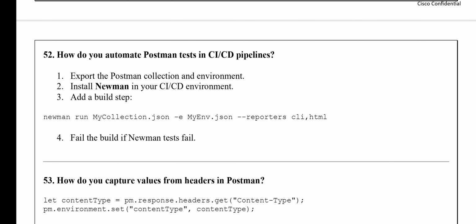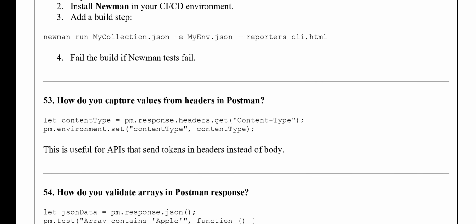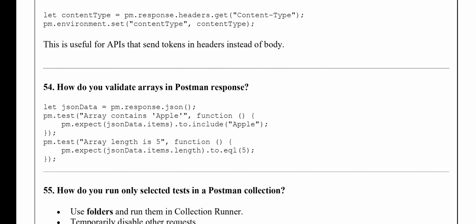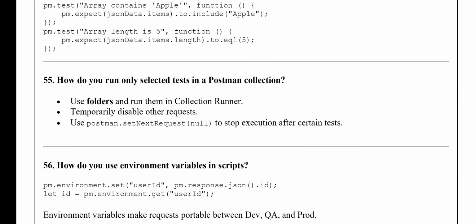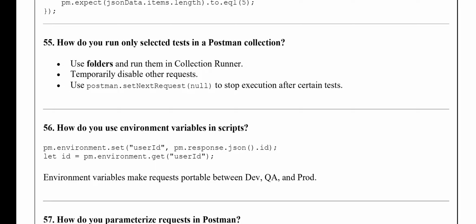How do you automate Postman tests in CI/CD pipelines? How do you capture values from headers in Postman? How do you validate arrays in Postman response? How do you run only selected tests in Postman collection?